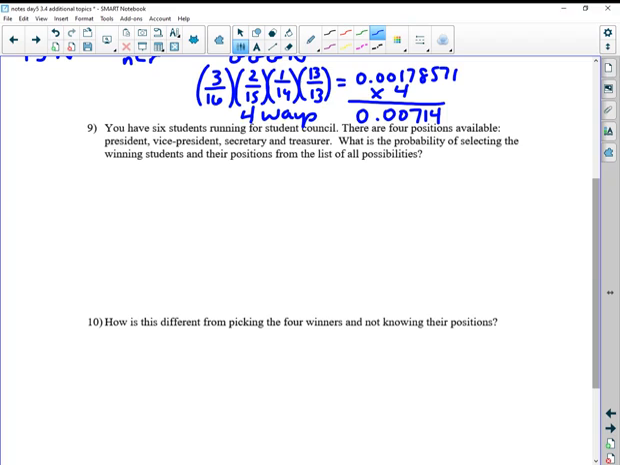Okay, we have 6 students running for the student council. There are 4 positions available: president, vice president, secretary, and treasurer. What's the probability of selecting those winning students and their positions in the order that we have there? No replacement.